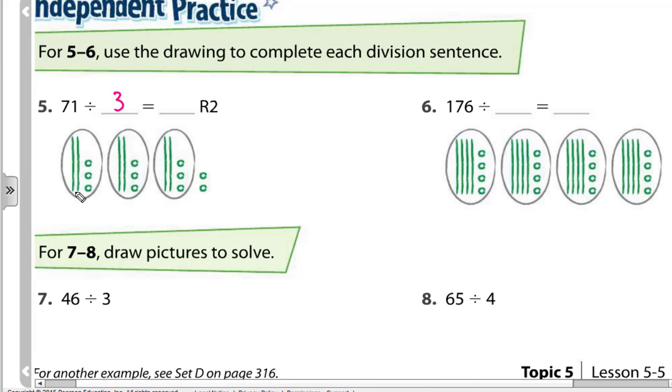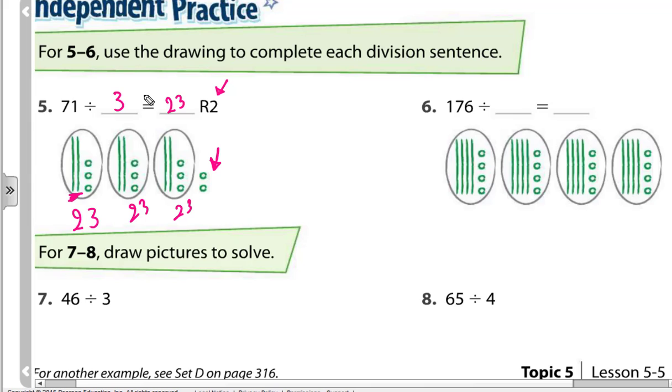How many in each group? Let's count. How many tens? 2 tens. How many ones? 3. Yes, so in each group we have 23. And my hero, the remainder is 2. It's written already. So we are dividing into 3 groups, and each group contains 23, and the remainder is 2.